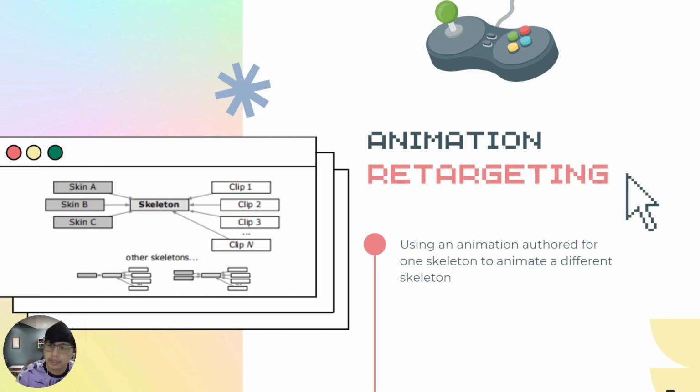And next is animation retargeting. So you can apply multiple animations to one skeleton by animation retargeting. Animation retargeting means using an animation authored for one skeleton to animate a different skeleton. So the diagram shows that there are three skins, skin A, B and C, meaning three different meshes, but all of them have the same skeleton. For example, you have two different models, a girl and a guy, and they both have the same skeleton, a human skeleton. So you just apply the clip to the skeleton and it will work. So you need only one animation and you can apply it to different models. So that's what animation retargeting stands for. So that's all from me.